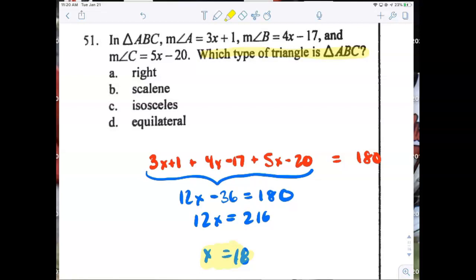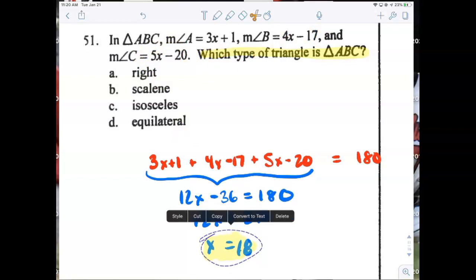So if you then take this 18 and plug it into 3x plus 1, 4x minus 17, and 5x minus 20, you're going to find out that your three angles are 55, 55, and 70. What type of triangle has a pair of equal angles, the 55s? That would be isosceles.